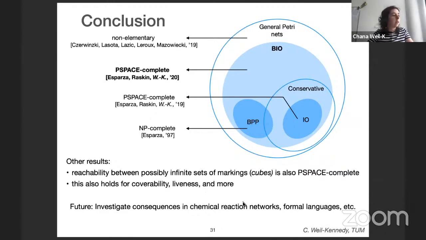And in the more, we can do intersection and union and negation of this kind of question. So we could have, I think, intersection of the reachability sets. I think it would still be PSPACE-complete.